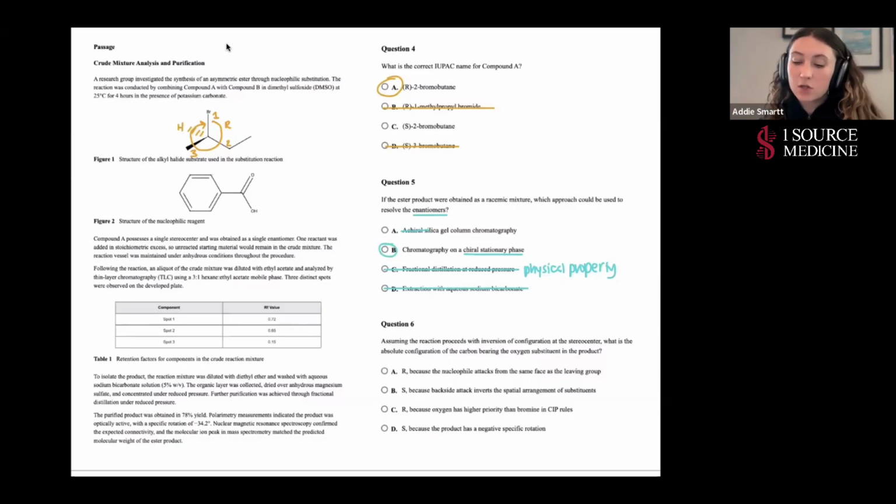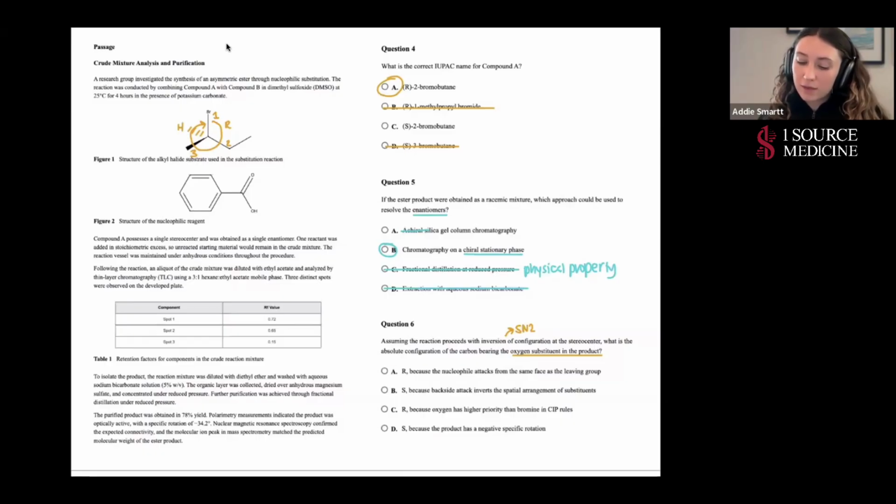Question 6. Assuming the reaction proceeds with an inversion of configuration at the stereocenter, which we do believe it does because it is SN2, what is the absolute configuration of the carbon bearing the oxygen substituent in the product? The first thing I would think about is, what was my reagent? My reagent was R, as we determined in question 4. So after inversion of stereochemistry, which we know occurs in SN2, the product should be S, right?